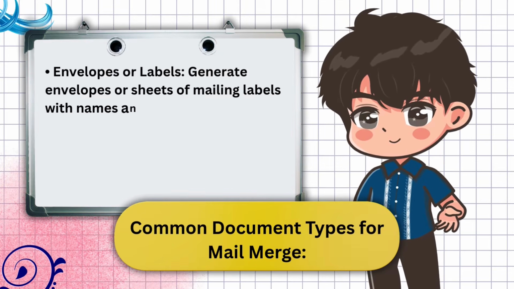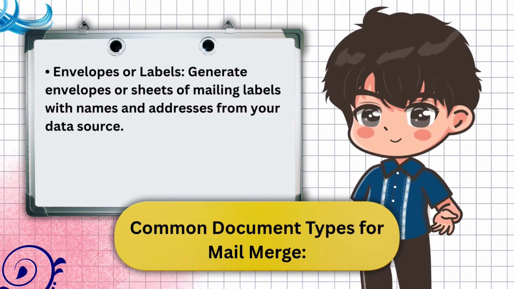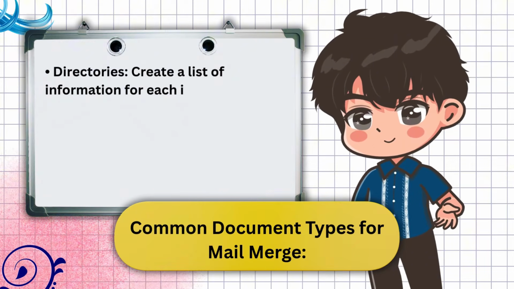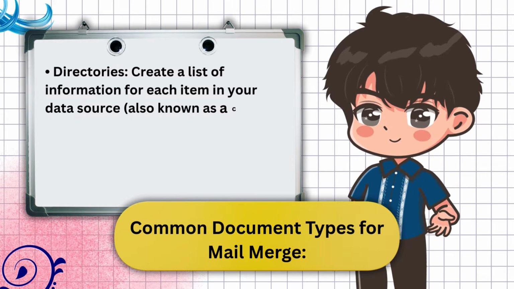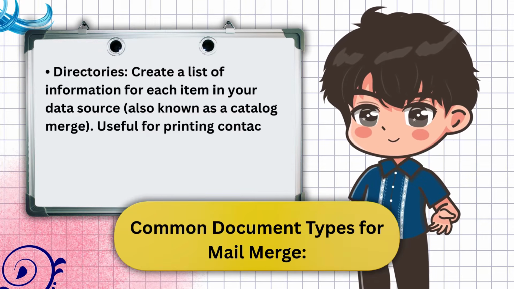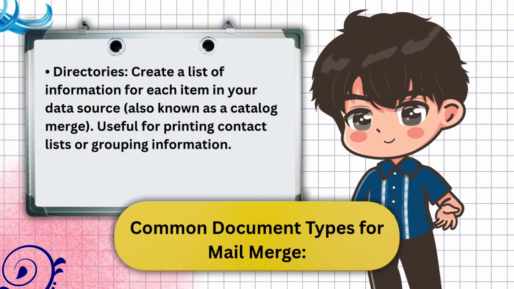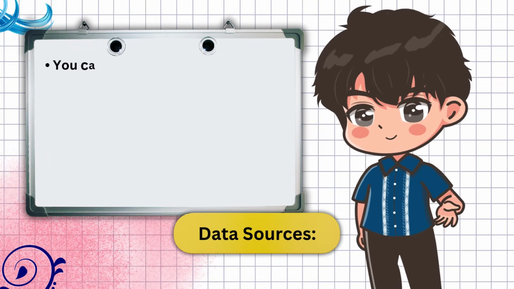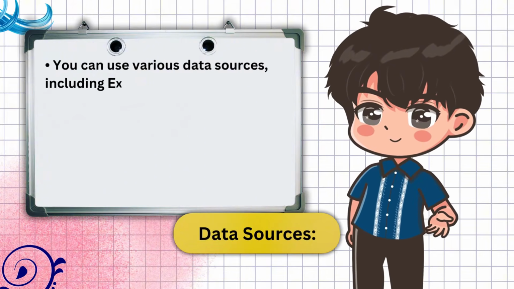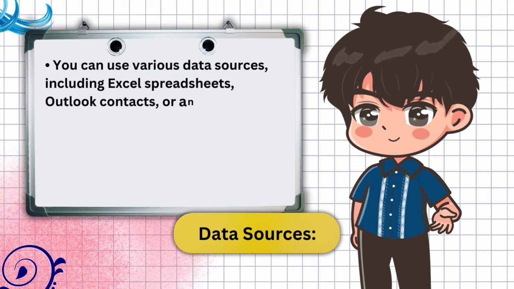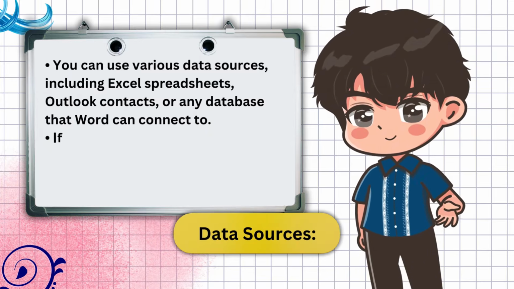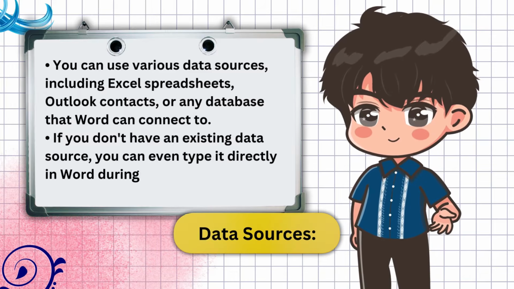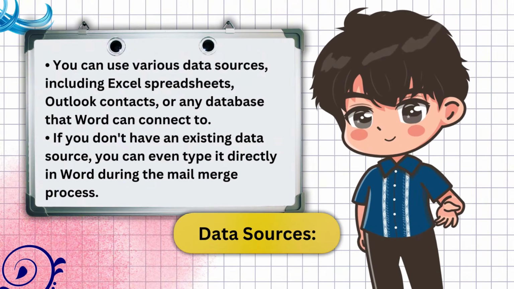Generate envelopes or sheets of mailing labels with names and addresses from your data source. 4. Directories. Create a list of information for each item in your data source, also known as a catalog merge. Useful for printing contact lists or grouping information. For the data sources, first, you can use various data sources, including Excel spreadsheets, Outlook contacts, or any database that Word can connect to. Second, if you don't have an existing data source, you can even type it directly in Word during the Mail Merge process.